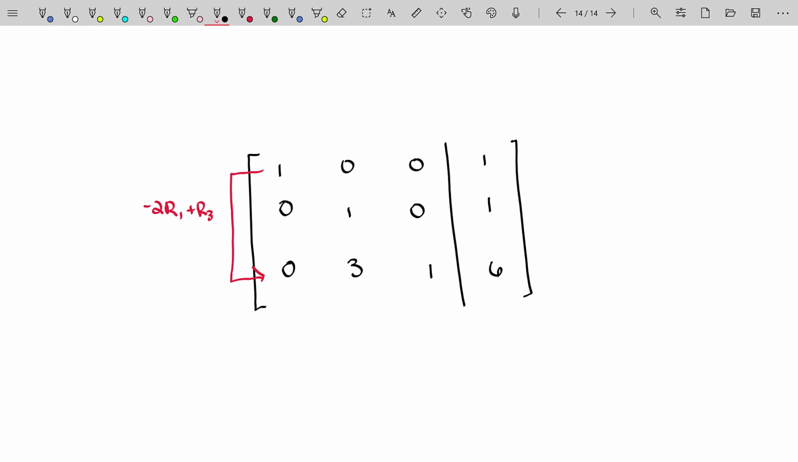So again, the only mathematics that we need to do is the mathematics of -2 times the 1 up there plus 6. Finally, I'm going to go ahead and take -3 times row 2 and add it to row 3.